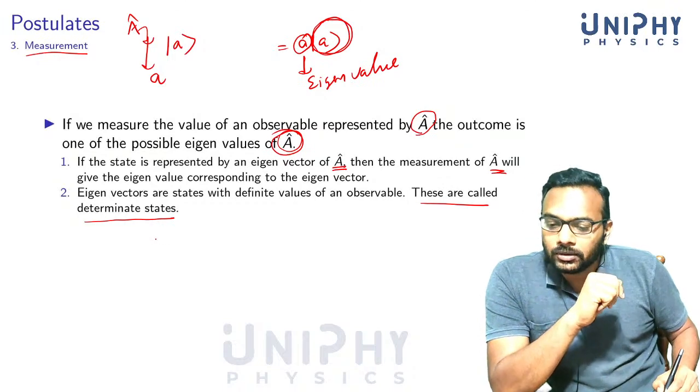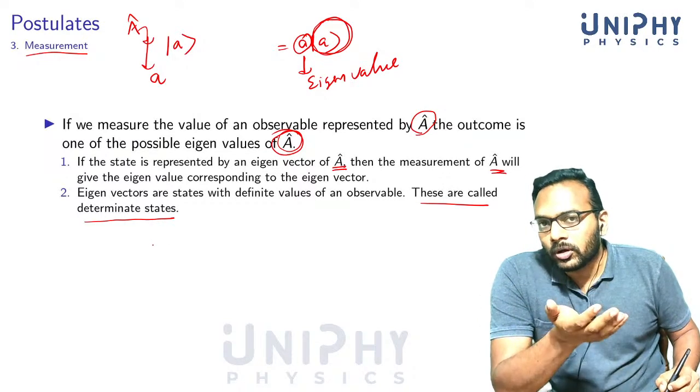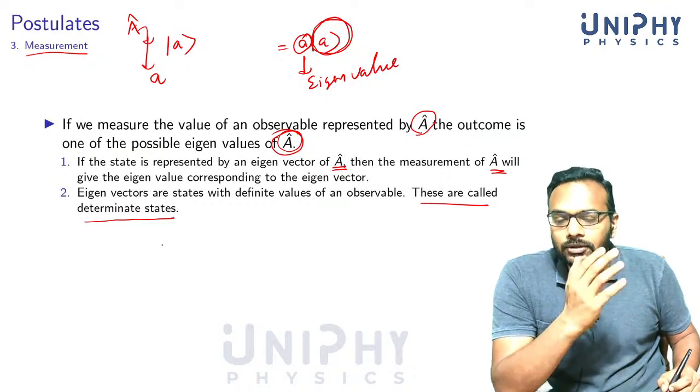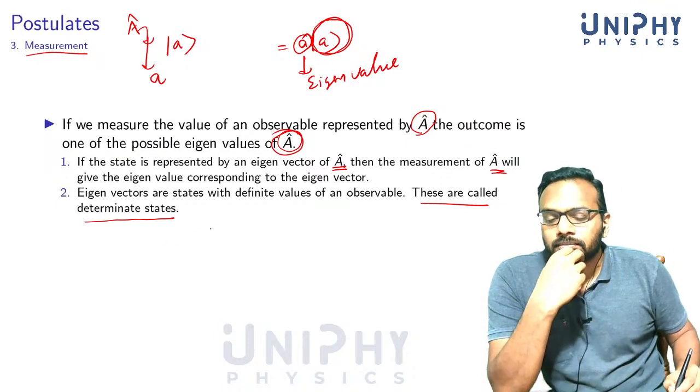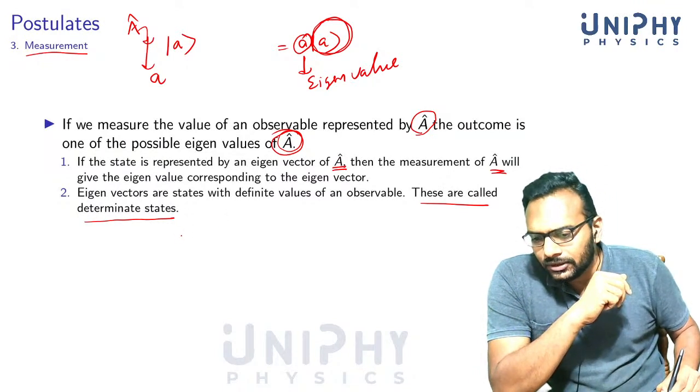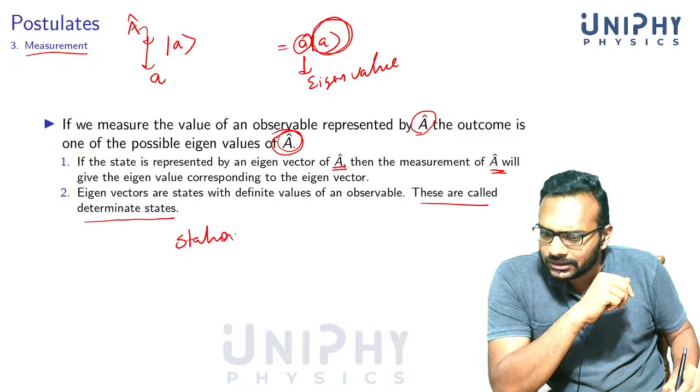Now, there is no problem of probabilities here. If it's an eigenstate and you are measuring the corresponding operator, you always get this value. So eigenvectors are states with definite values, and specifically, you might have heard of stationary states.